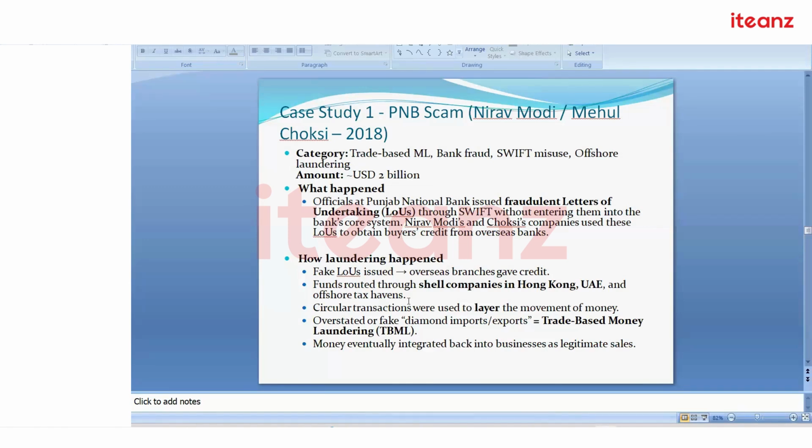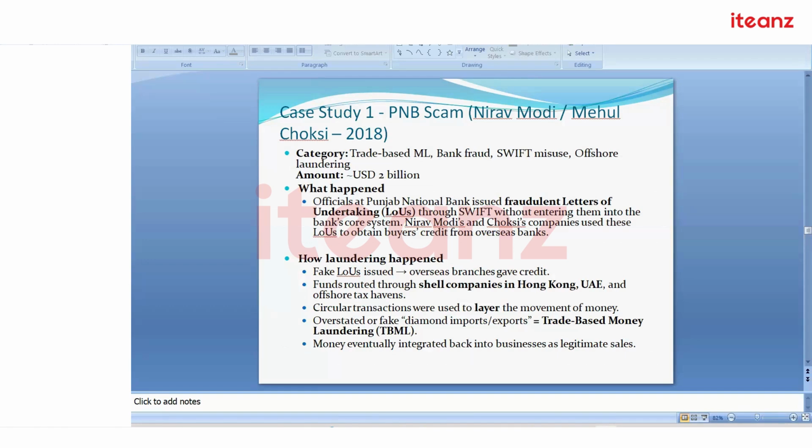Like in my previous slide, I said shell companies means the companies exist only on paper, but there is no physical office. So they created some shell companies in Hong Kong, UAE, and some other places also, and they created all this and gave fake documents, and with this they took the loan.